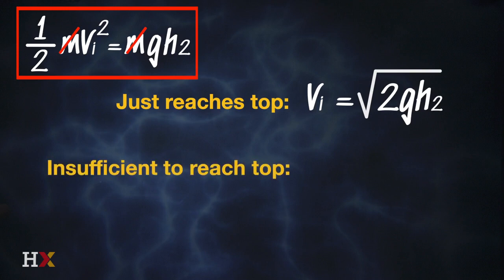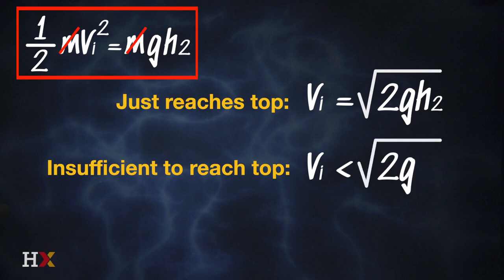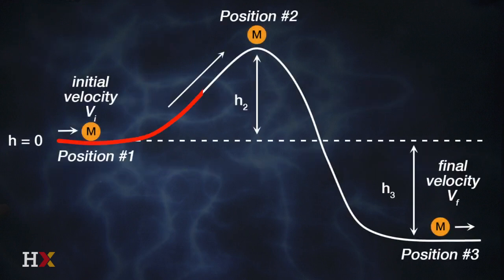If v initial is insufficient to reach the barrier height, then I know immediately that my initial velocity has to be less than the square root of 2 times the acceleration of gravity times the height. And if that happens, the ball doesn't reach the top. It stops somewhere between its initial position and the top of the barrier, and it comes right back down and exits at exactly the same velocity that it entered.